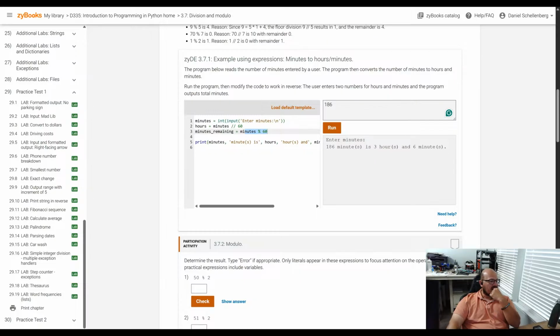I think that's what it's saying. I think it's saying that when we do the math of 186 divided by 60, we get 3.1, and this 1 represents 1 unit, which is 60. So when we change it to the modulus, it's actually going to do the remainder, which is 6. So that's how I'm understanding it. I guess we'll figure it out as we go, but that's the way I'm understanding it.